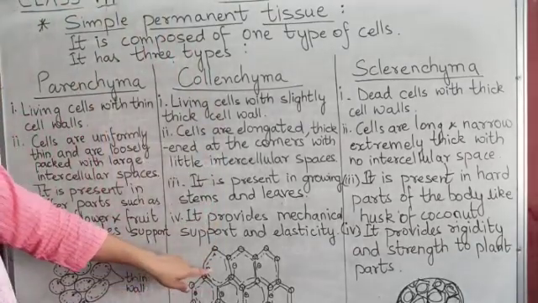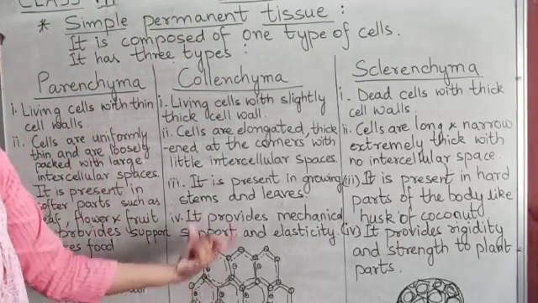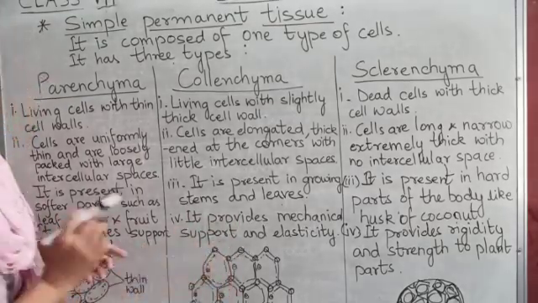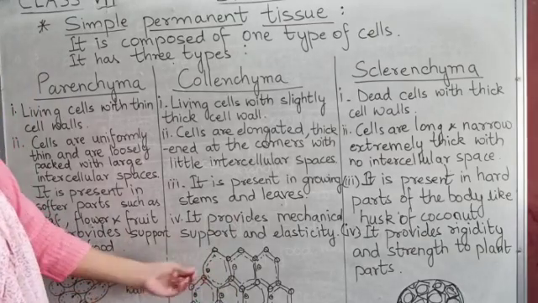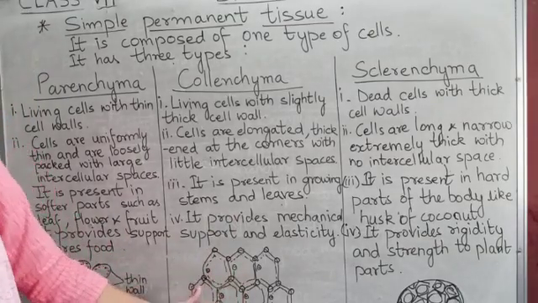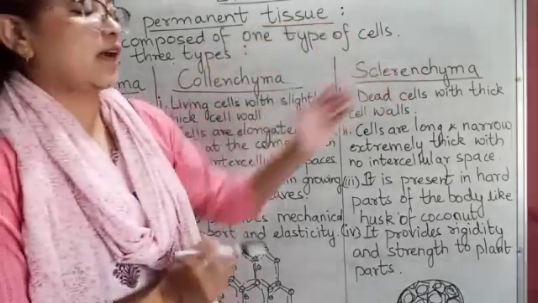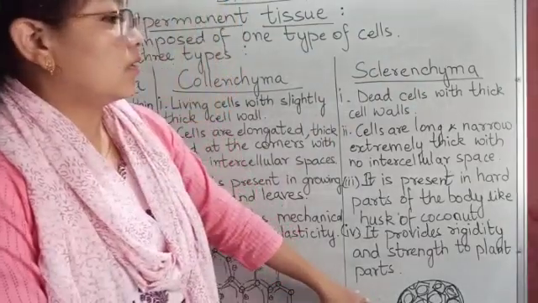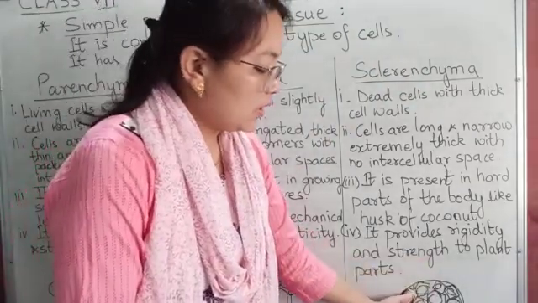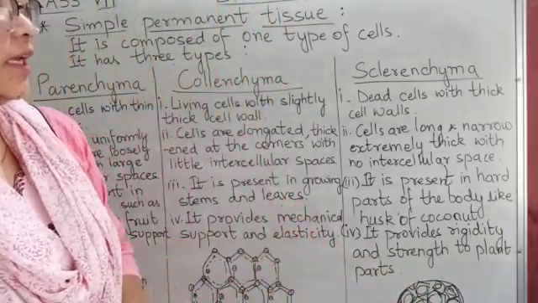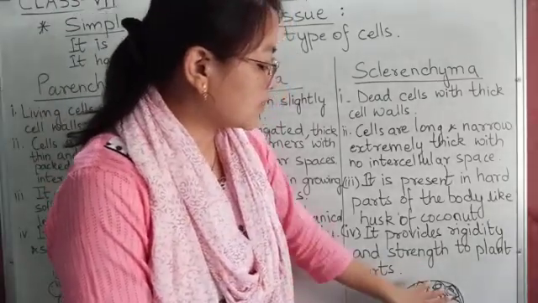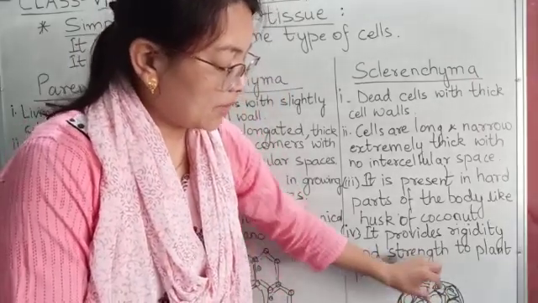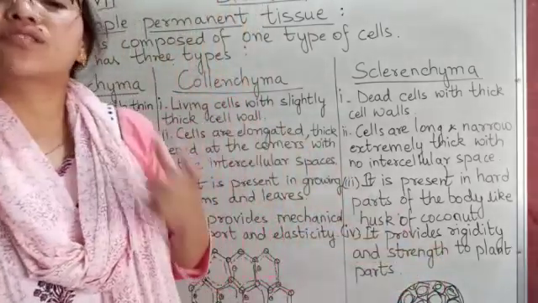Here is the structure of collenchyma cells. You can see they are elongated and thick at the corners, and they have little intercellular spaces between them. Then comes sclerenchyma. Cells of sclerenchyma are long, narrow and very thick. They have no intercellular spaces between them. As you can see here, there are no intercellular spaces and the cell wall is extremely thick.